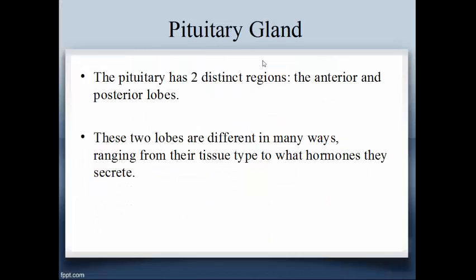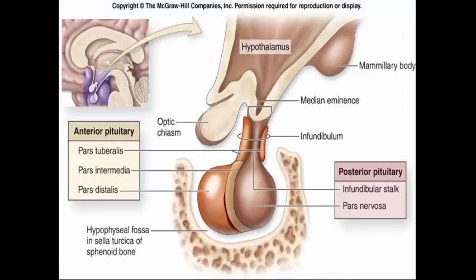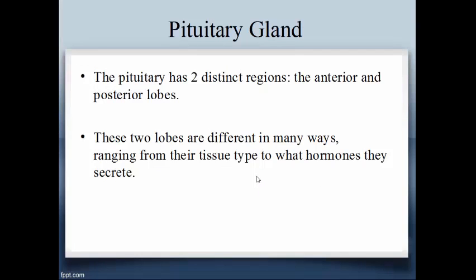Alright, the pituitary has two very distinct, very different regions, the anterior lobe and posterior lobe. Remember what those terms mean. Anterior is toward the front, and posterior is toward the back. So going back to this image here, anterior lobe here, and then the posterior lobe here, which is just an extension of the hypothalamus. Now these are different in many, many ways, including what kind of tissue they're made up of, and what kind of hormones they secrete.